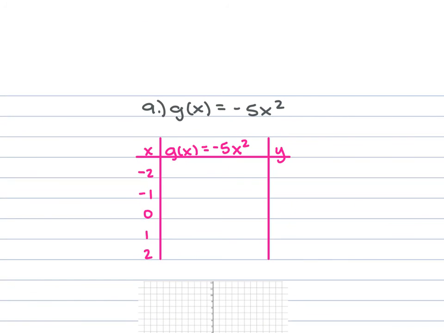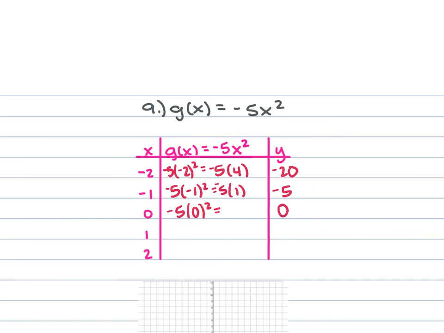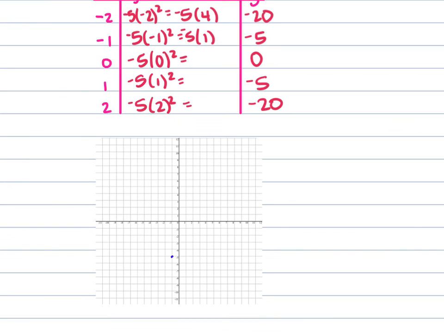For 9, we have g of x is equal to negative 5x squared, so it's going to be negative 5 times negative 2 squared. Negative 5 times 4 is negative 20. Negative 5 times negative 1 squared is negative 5 times 1, which is negative 5. Negative 5 times 0 squared is negative 5 times 0, which is 0. Negative 5 times 1 squared is negative 5 times 1, which is negative 5. Negative 5 times 2 squared is negative 5 times 4, which is negative 20. So we have negative 1, negative 5, positive 1, negative 5, and 0, 0.